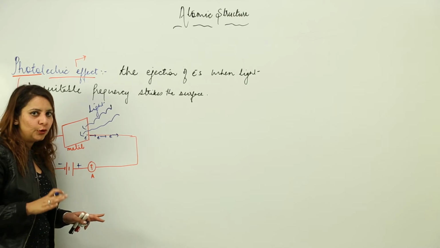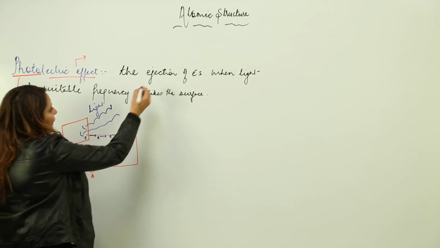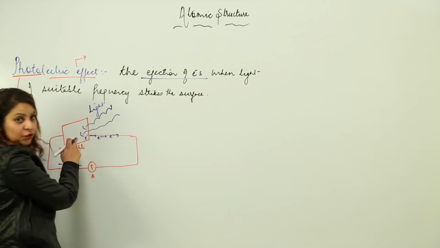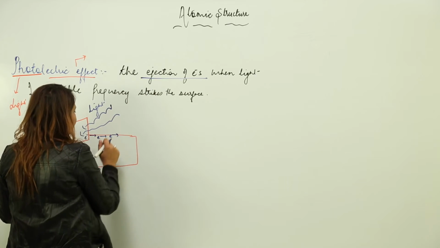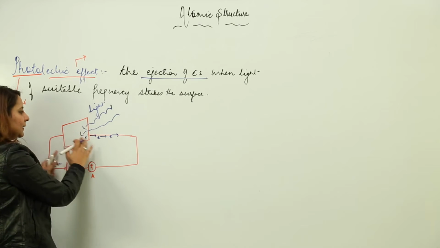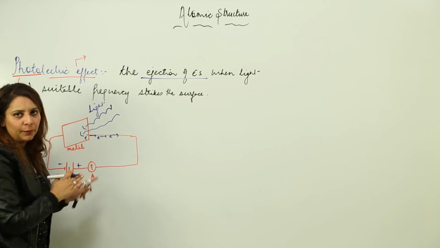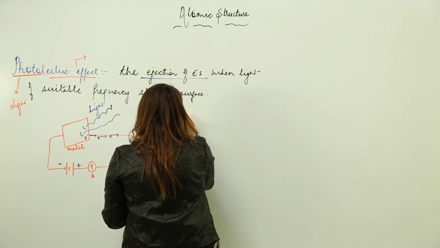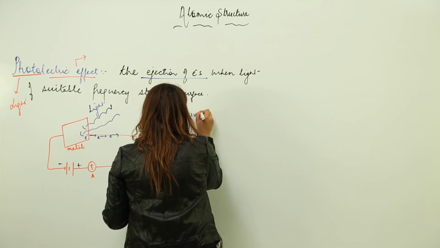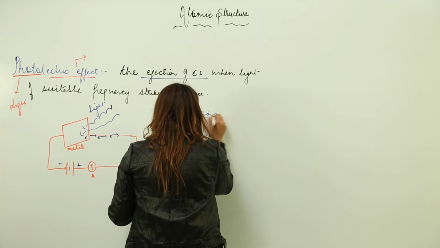This is what the photoelectric effect is. That is the ejection of electrons, that means removal of electrons, when light of suitable frequency strikes the surface. So when light is striking, electrons are ejected. This is the photoelectric effect. But now we have actually seen three kinds of observations in this photoelectric effect.